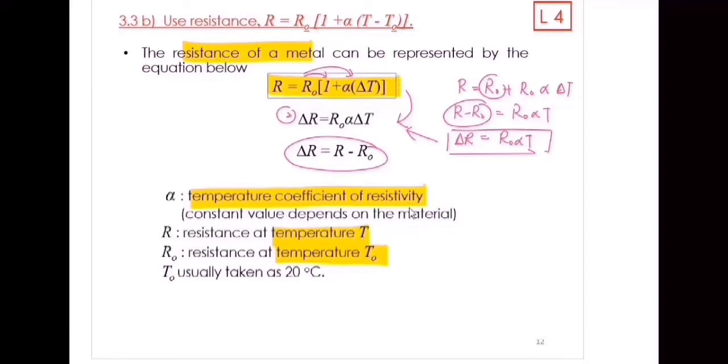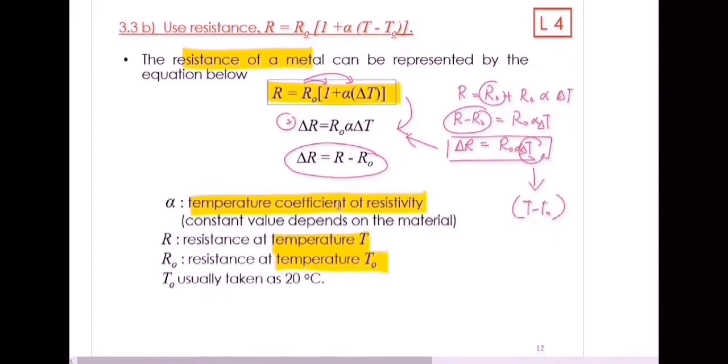So we have R equals R0 in the bracket 1 plus alpha delta T. There's a delta here, delta T. Delta T is the change in temperature, so it's T minus T0, how much the temperature has changed. Okay, so that's all for 3.3.